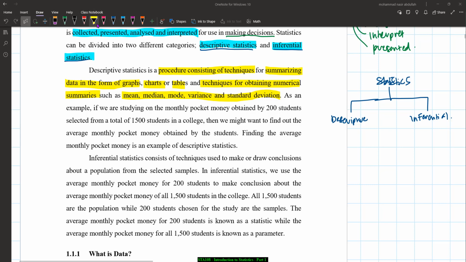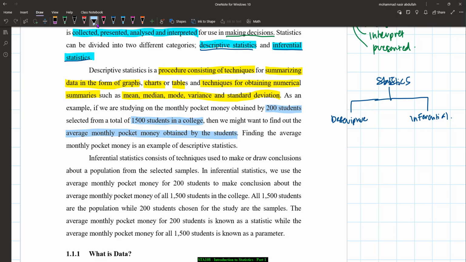So example of descriptive statistics, right, kita tengok sini example-nya. If we are studying the monthly pocket money obtained by 200 students selected from the total of 1,500 students in the college, we might want to find out the average monthly pocket money obtained by the students, right? So kita nak tahu, kalau kita ada 1,500 students dalam UiTM Tapah contohnya, kita tengok 5,000 kan. So kita interview 200 students out of 5,000 students in UiTM Tapah. So kita tanya apakah dia punya monthly pocket money, right, from 200 students ni. So we want to know the average monthly pocket money of 200 students ni.